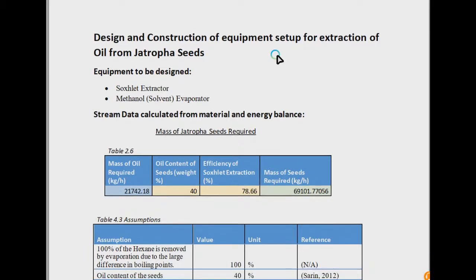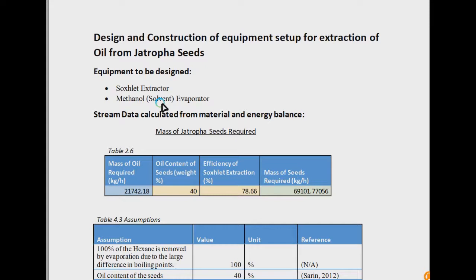First of all, for the solvent extraction, you need a solvent extractor like the one used here, and a methanol evaporator that is used as a regenerator to recover the solvent from the mixture of raffinate that contains the solid, the solvent, and the oil.